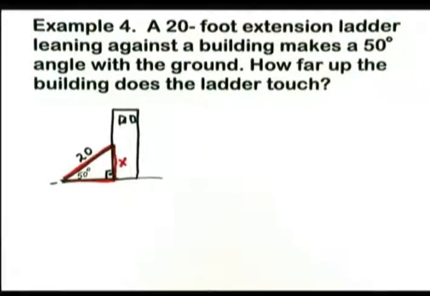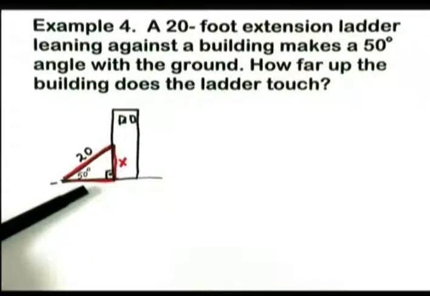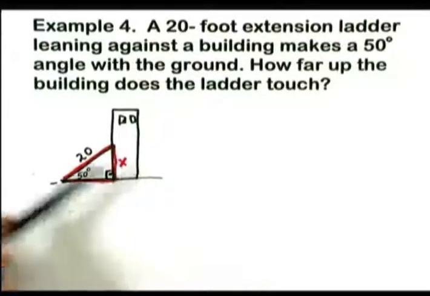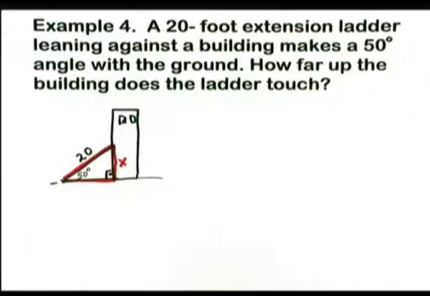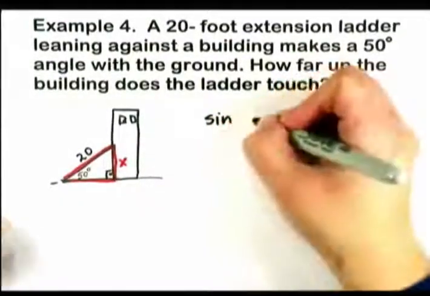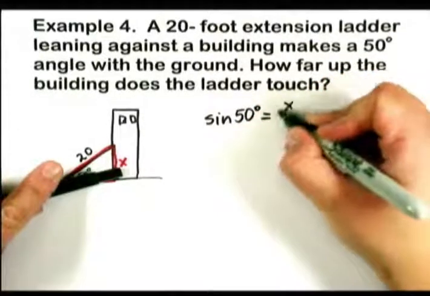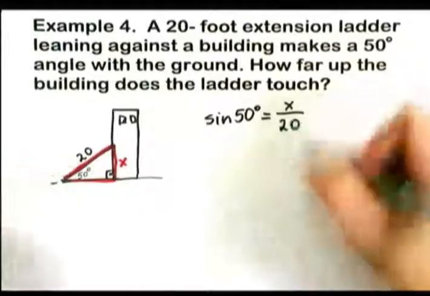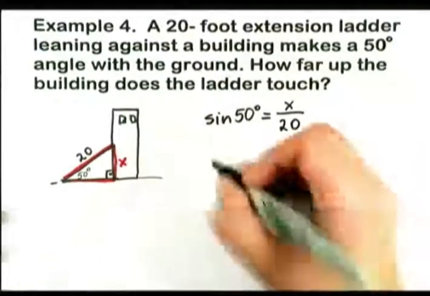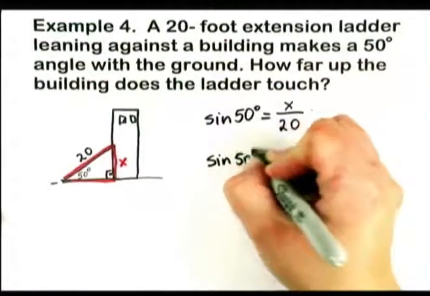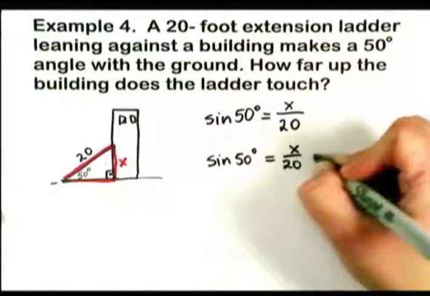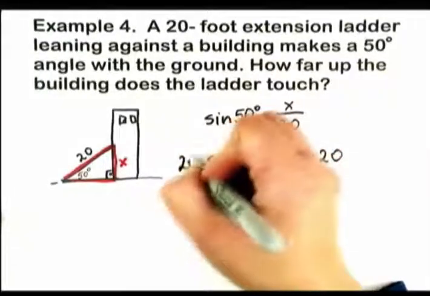Regarding this angle, this is hypotenuse because this is the side opposite to the right angle, and my x is nothing else but opposite. Opposite and hypotenuse, what trigonometric ratio is that? Sine. Sine 50 degrees is opposite, which is my x, over hypotenuse, which is 20. So I will multiply times 20 both sides.